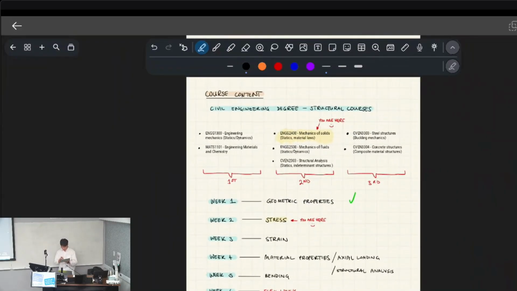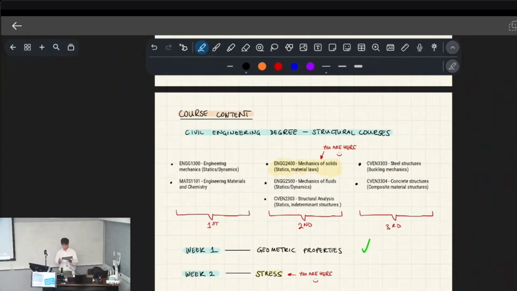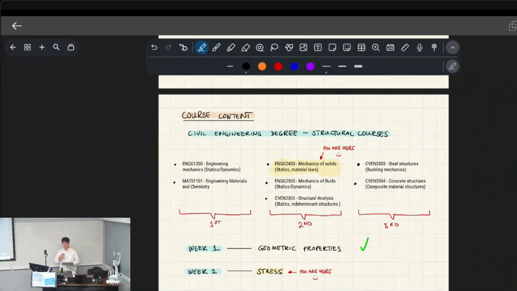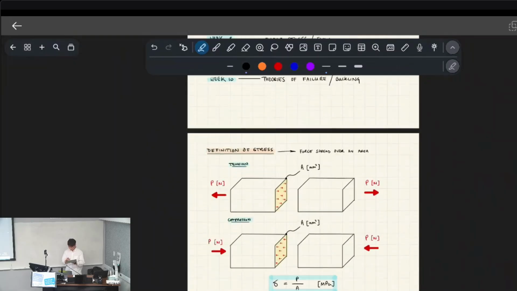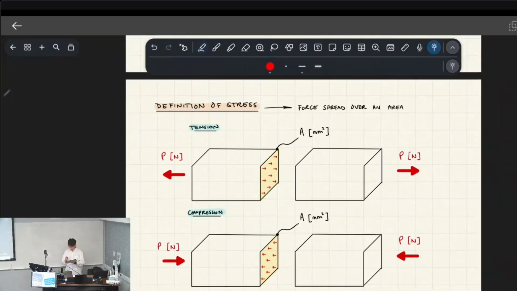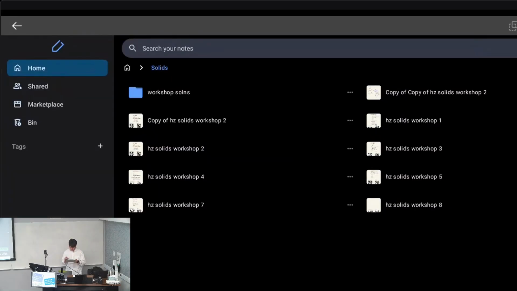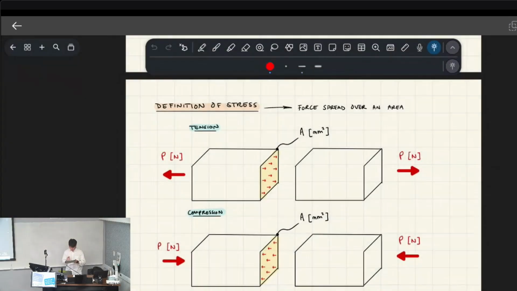We're up to stress this week. Did you guys do material science first year? I think if you're civil engineering, you have to do it now. But if you're mech or something, you might do a different course. There's a good chance you've heard of this concept before, but I'll explain it properly.